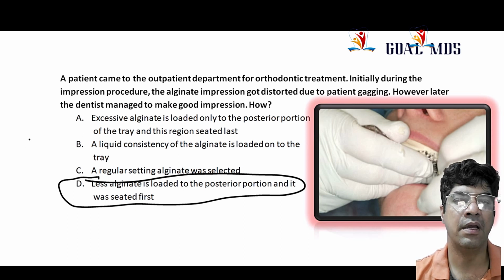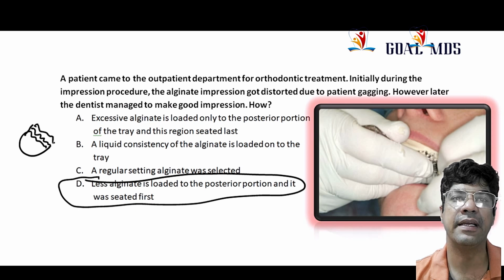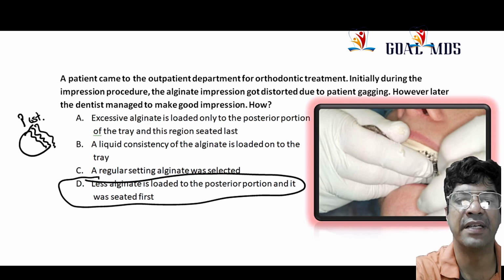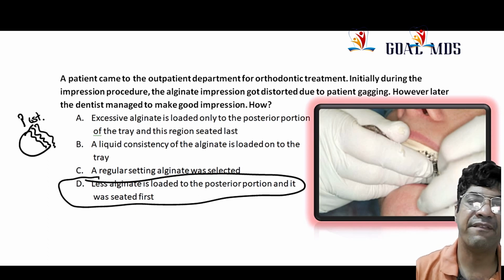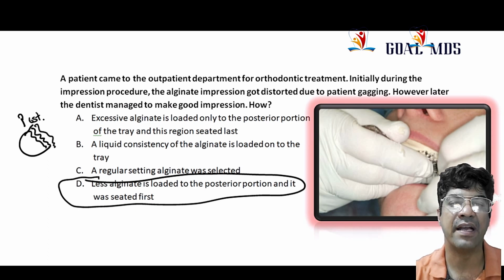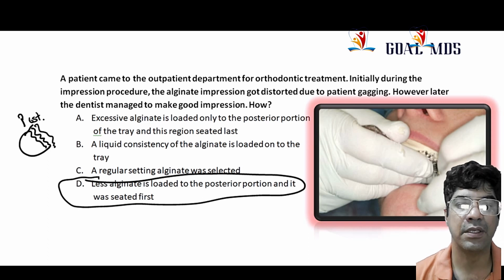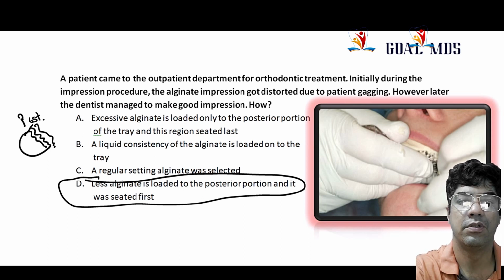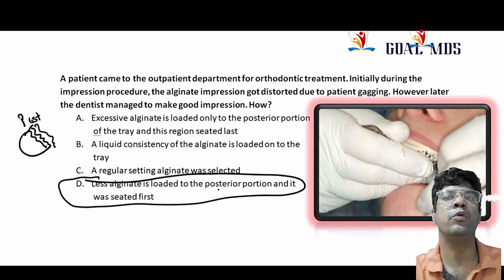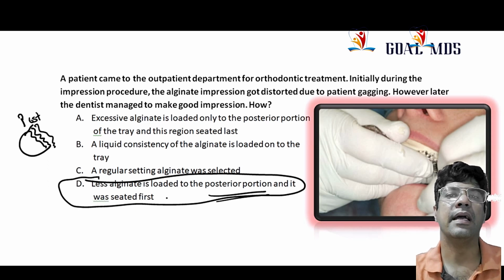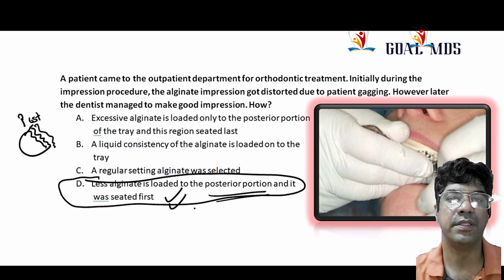So remember the gagging sensation. Suppose this one is a tray and more alginate is placed posteriorly. That would lead to gagging, which is triggered by the stimulation of the vagus nerve. So using less alginate loaded to the posterior portion and seating it first is the common technique to minimize the gag reflex during an alginate impression procedure. That is why less alginate loaded to the posterior part and seated first is your option of choice.